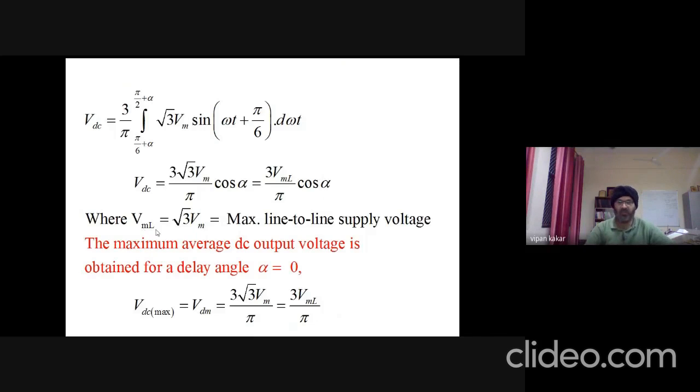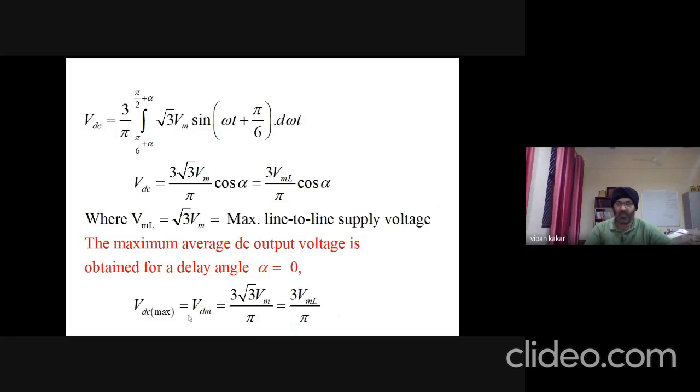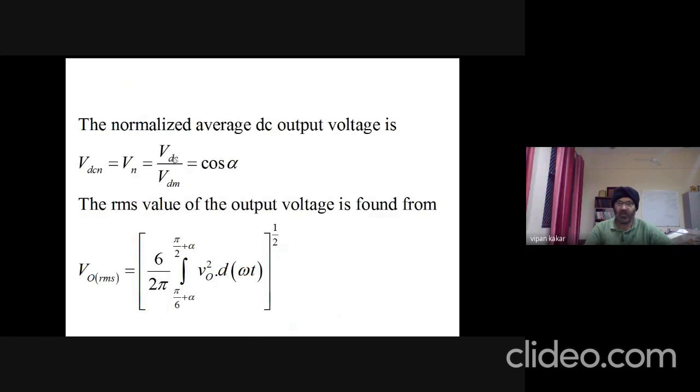This √3 Vm can also be denoted by VML, which is the maximum line-to-line voltage. This Vm was the maximum phase voltage, and VML is the maximum line-to-line voltage. And then putting different values of alpha, we can have different values of DC voltage at the output. Normalized voltage we can also do just by calculating the maximum voltage for angle alpha equal to 0. Putting it over here, V DC over Vdm, we have a normalized average output.